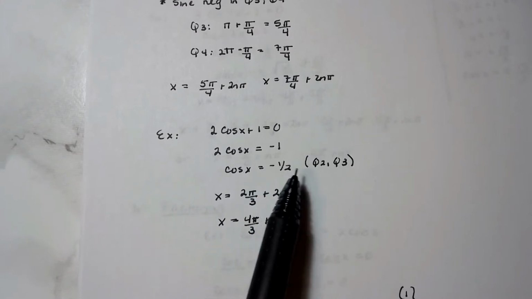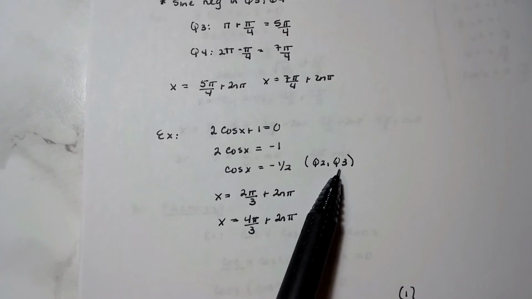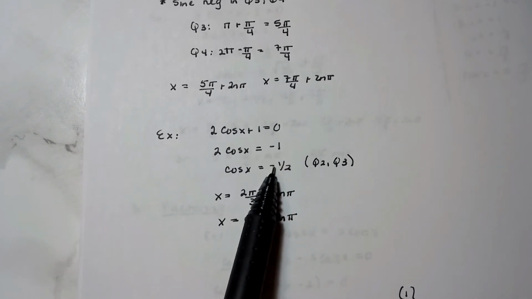Well, I know cosine is negative in quadrant 2 and quadrant 3. And I know in quadrant 1 that the cosine equals 1/2 at pi over 3.